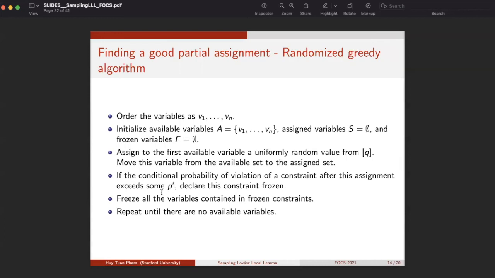And if the constraint is frozen, then we will also freeze all of the remaining variables in the constraint that are not yet assigned any value, and we will put those into the frozen set F. The frozen variables will never be assigned any values in subsequent runs of the algorithm. So they will stay unassigned until the end of this randomized greedy algorithm. And we will repeat this until there are no available variables. In particular, a variable is either assigned a value in the partial assignment or it is frozen.